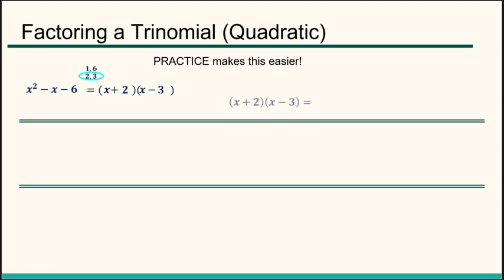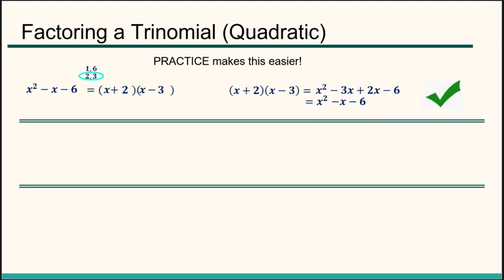So let's check this. x plus 2 times x minus 3. When I multiply this out, that gives me x squared minus 3x plus 2x. Now when I add those two middle terms, minus 3x and plus 2x, do I get a minus x? Why, yes, I do. That's correct. So you know what that means: that little guy is my answer.